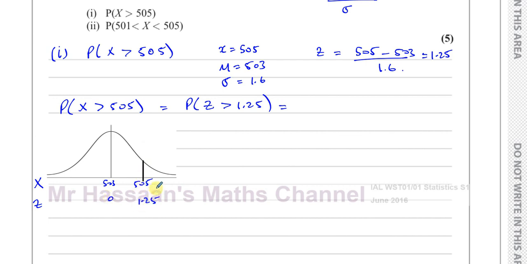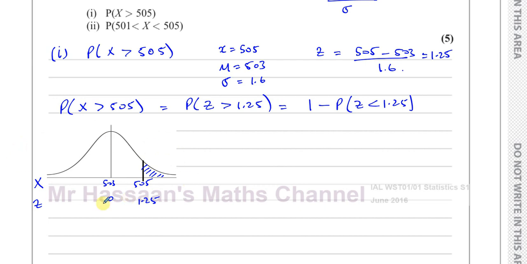And we want to find this area over here. Now, unfortunately, the table of values that I showed you doesn't give the area to the right of the z values. It gives you the area to the left of it. So what we're looking for is basically the area which is 1 minus the probability that z is less than 1.25. This is something I can find from the table.